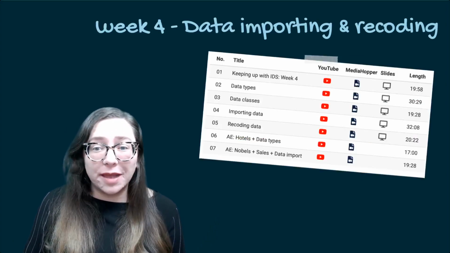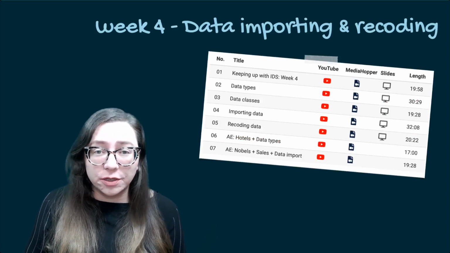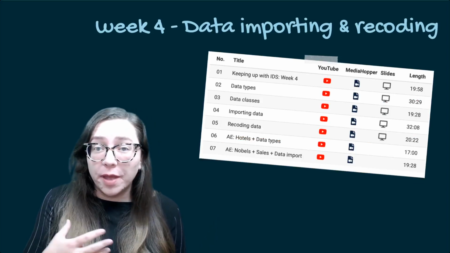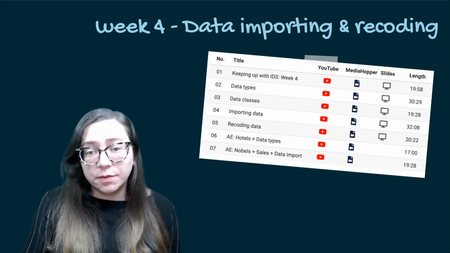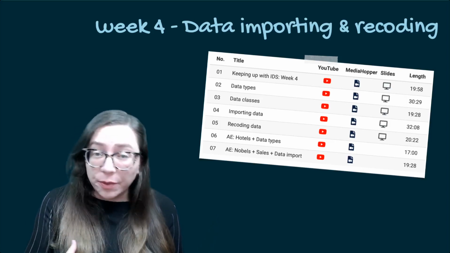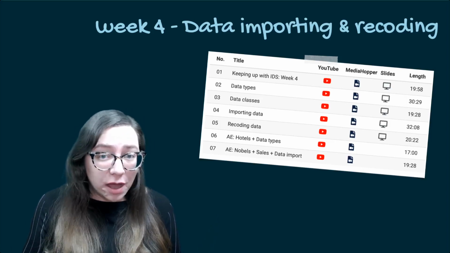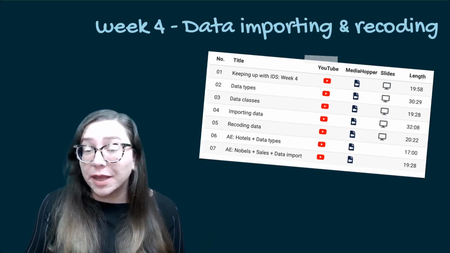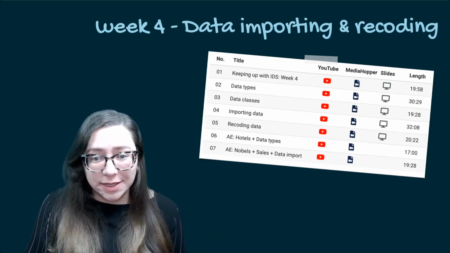Last week was all about data importing and recoding. We talked about how to bring data into R from rectangular data sources mostly, and we also talked about once we bring the data in, how do we recode its columns, and that's when we touched on concepts like various data types and classes in R.